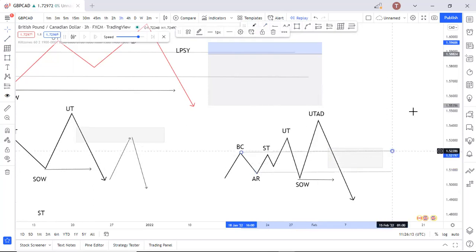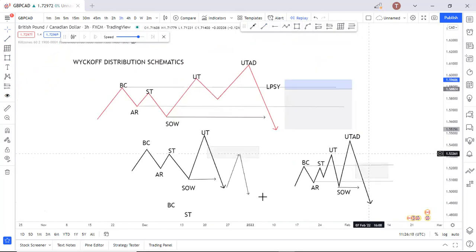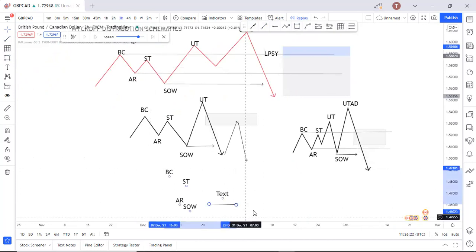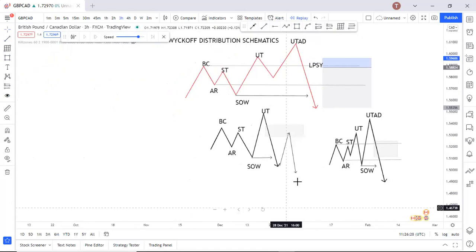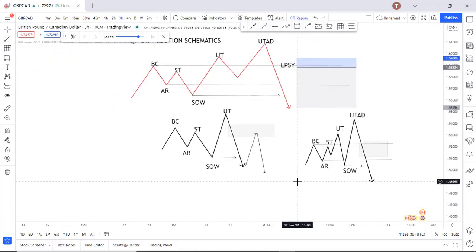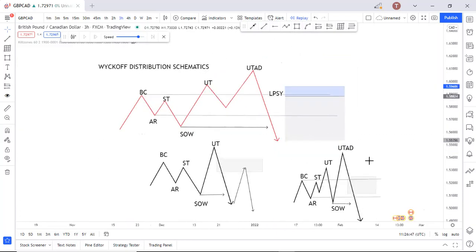So have this in mind that we may not have the perfect distribution schematics. That's why you need to backtest. This is the importance of backtesting. Go on any chart, look for supply zones, and look for 3 drives up, that is the buying climax, UT, and the UTAD, and try and see the different types of distribution that you can get on this chart.